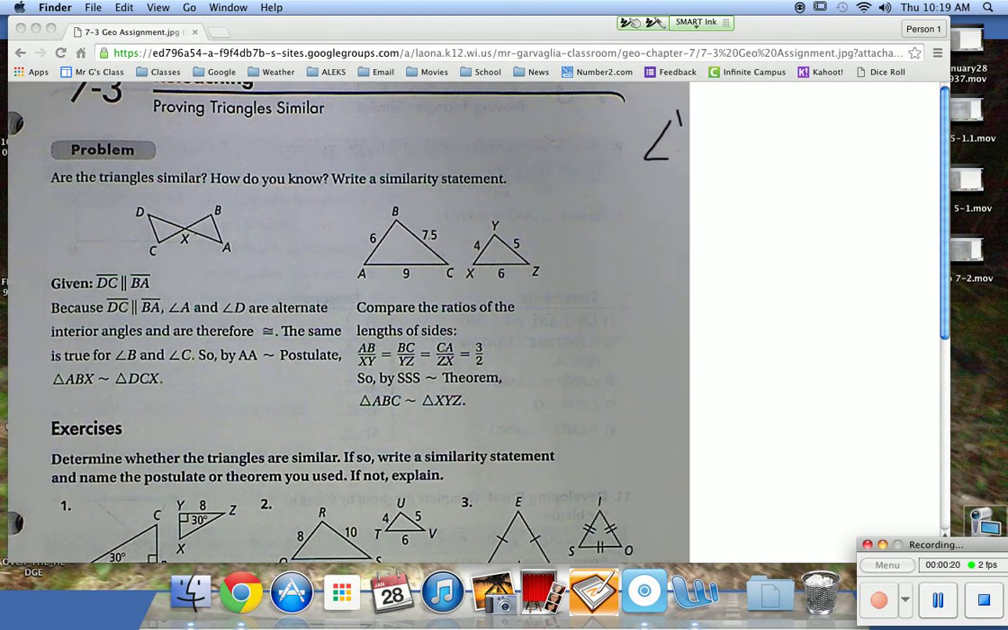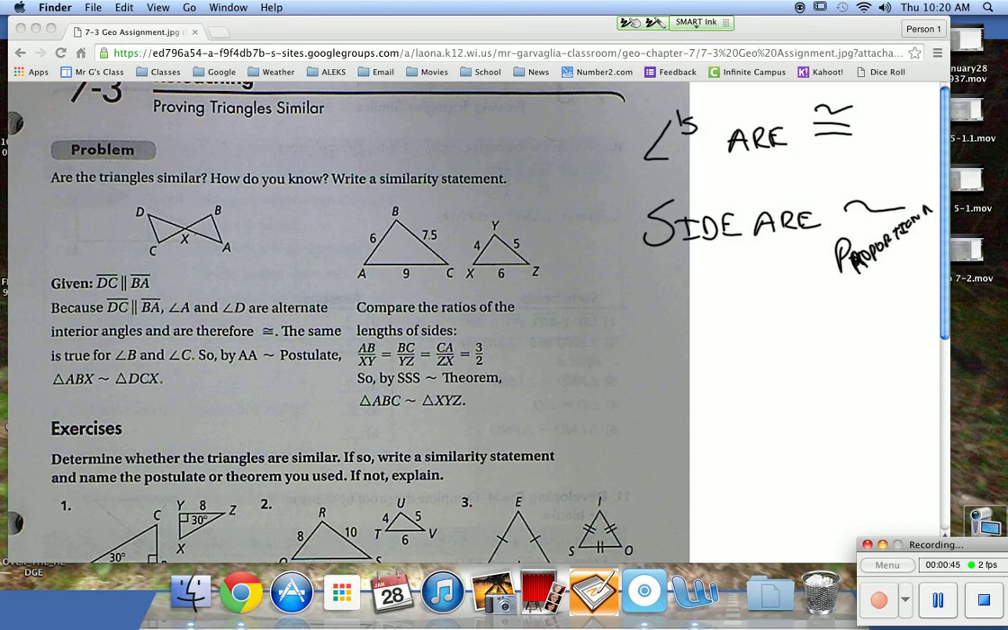Their angles are congruent, all right, and their sides are what? Similar. Sides are similar. Okay, that means they're proportional. I can write it this way. Proportional. And you can't read that, I'm sorry. Similar means proportional.